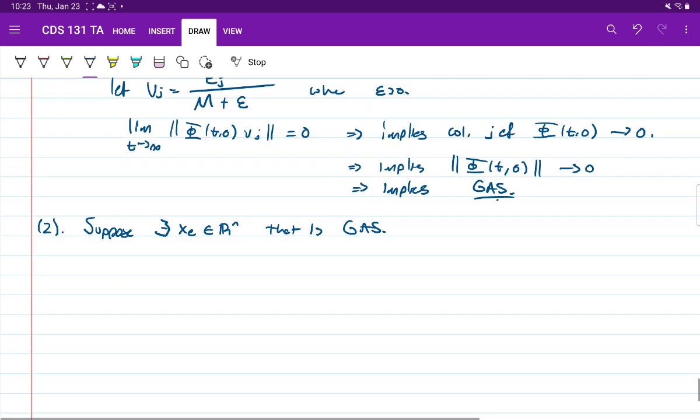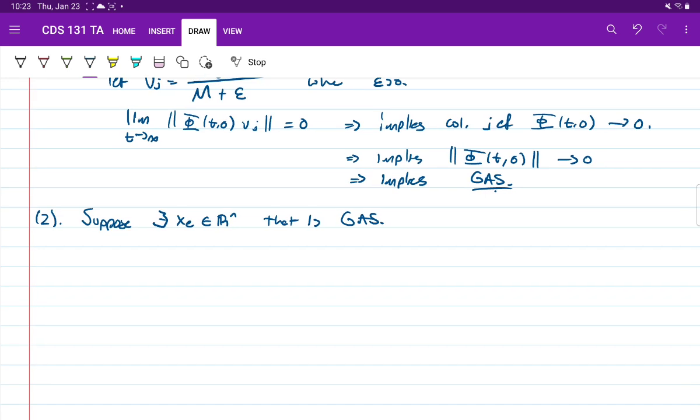My first step is to perform a change of coordinates. I'm going to define z equals x minus xe, which effectively shifts this equilibrium point to be at the origin of a new coordinate system. So for z equals x minus xe, I then have z dot equals x dot, which equals A of t times x.